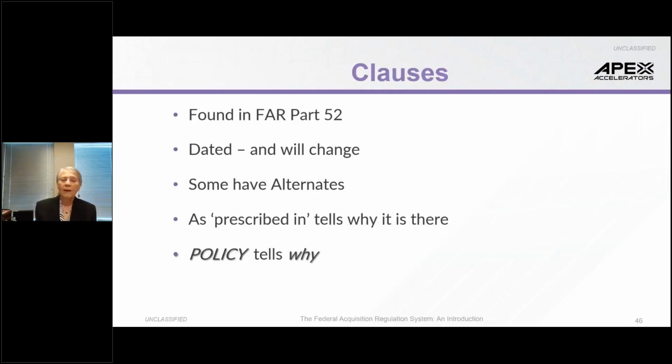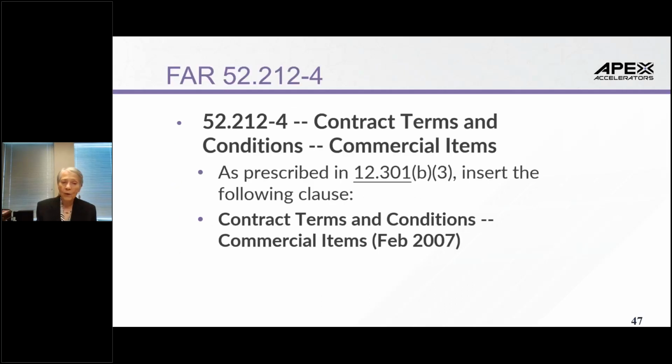So, looking at the clauses, all clauses are found in Part 52. They are dated and will change. So when you've read it once and you think you know it, just make sure that the date hasn't changed. Some will have alternates, so you need to pay attention to which one's called out. If you look at the "as prescribed in" section, it will tell you why it's there. And remember that policy tells you the why. So we're looking at contract terms and conditions for commercial items here in this clause. This is one of your handouts.